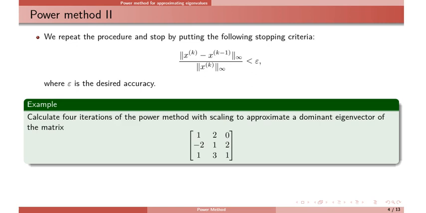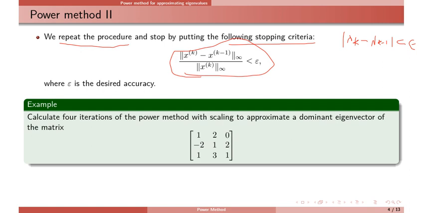Since this is an iterative method, you need to apply some stopping criteria. Either you can compare two consecutive values of eigenvalues. Let us say lambda k minus lambda k minus 1 less than epsilon. So just compare two values of lambda, or you can compare two values of the eigenvector.